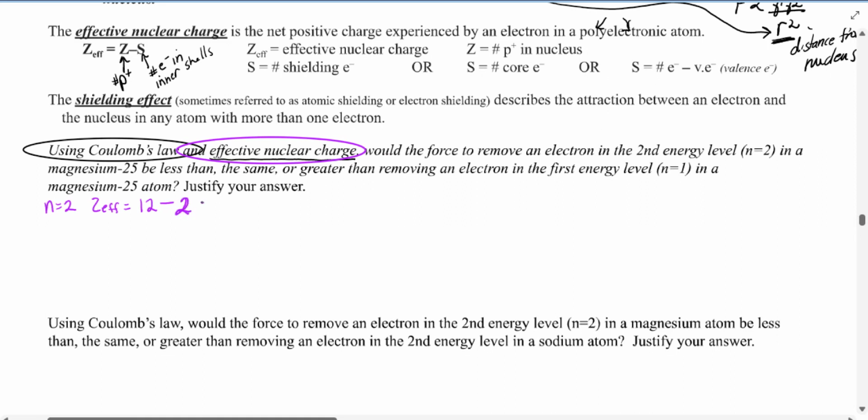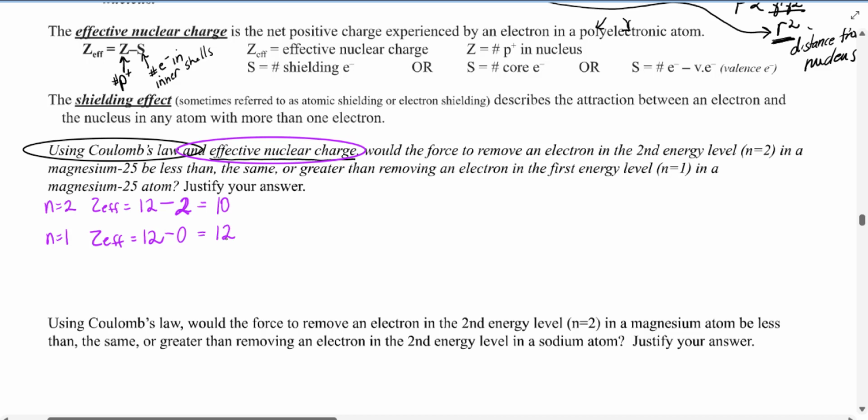Okay, and so our effective nuclear charge is going to be 10 for energy level 2. Energy level 1, our effective nuclear charge is going to be the number of protons, which is 12, minus the inner shell electrons. Now, there is no energy level less than 1. So there are no core electrons for an electron in energy level 1. So the effective nuclear charge for an electron in energy level 1 is 12.